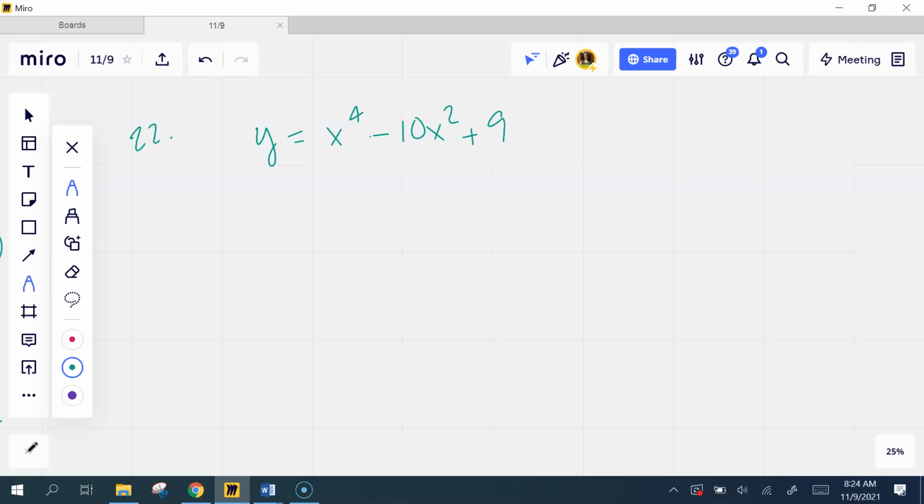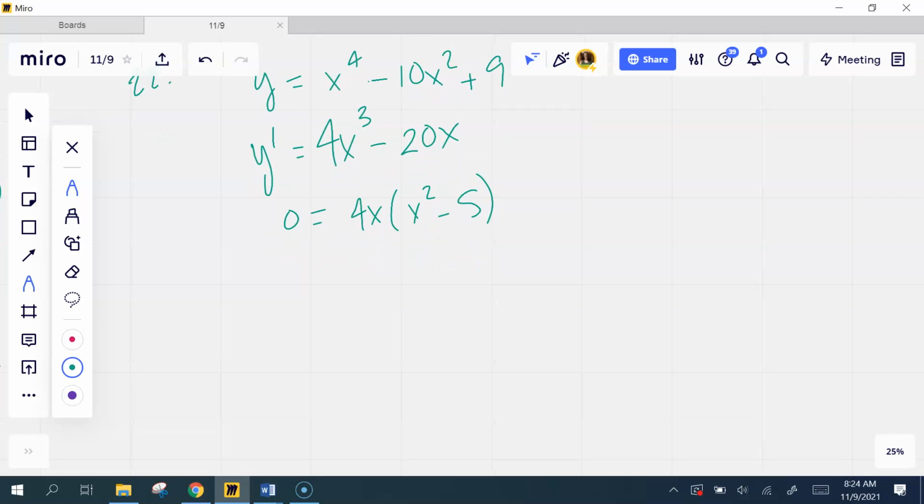How do you know? Well, we have to check it. That's what we're going to do. We're going to check to see if the sign changes or not. All right, so derivative here: 4x cubed minus 20x. Set that equal to 0. I'm going to take out a 4x, which leaves me with x squared minus 5.